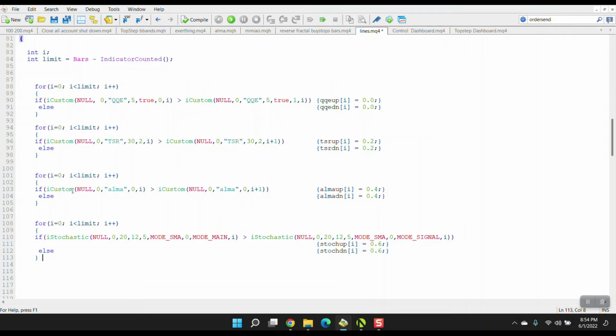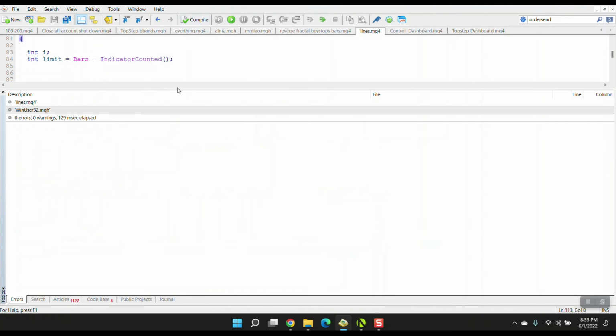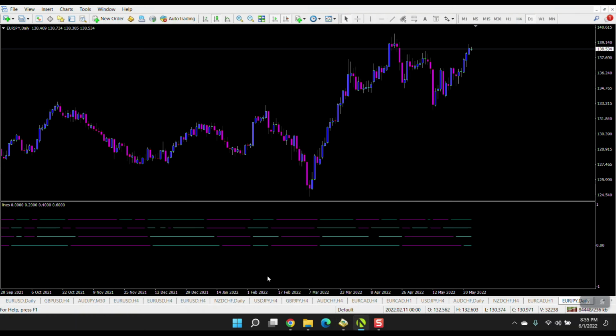This time, it's the alma. If the alma on this bar is greater than the alma last bar, then alma must be going up. And it's a .4. So in other words, the lines are increasing each time. And you could have decreased them or whatever, but they're increasing here. And this also is if the stochastic is going up. If the stochastic is greater than its signal line, then it must be going up. And it's a .6. Let's compile this. And let's go back. Now we've got 4 lines.